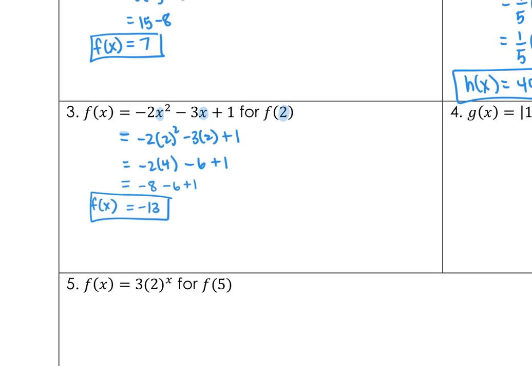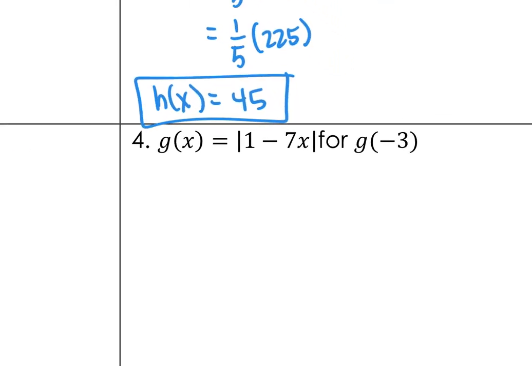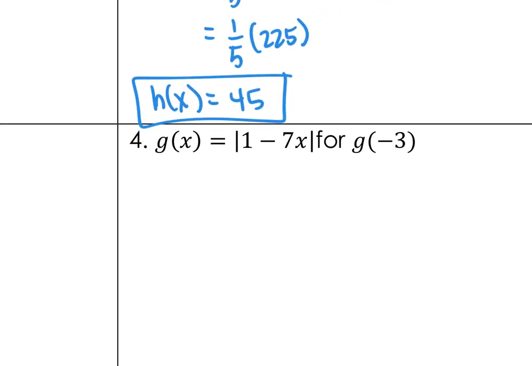All right, 2 more. Number 4, we've got an absolute value function, but it doesn't matter what kind of function it is. We're still doing the same thing. We're going to plug it in, and we're going to solve it. So we've got g of x is equal to the absolute value of 1 minus 7x, and we're solving this for g of negative 3. So the number inside of these parentheses, that's our x. So we're going to plug that negative 3 in right there.